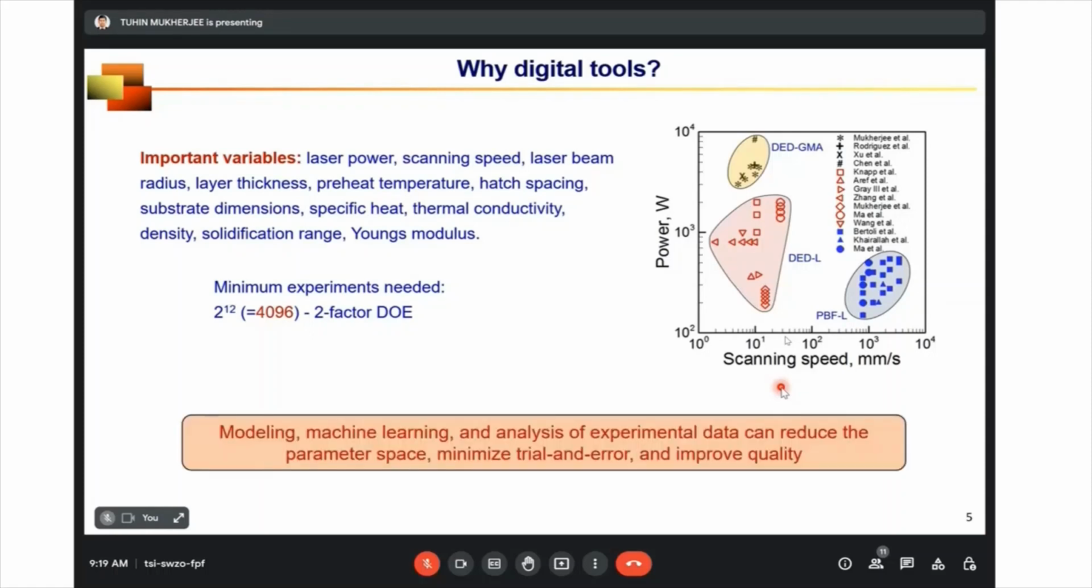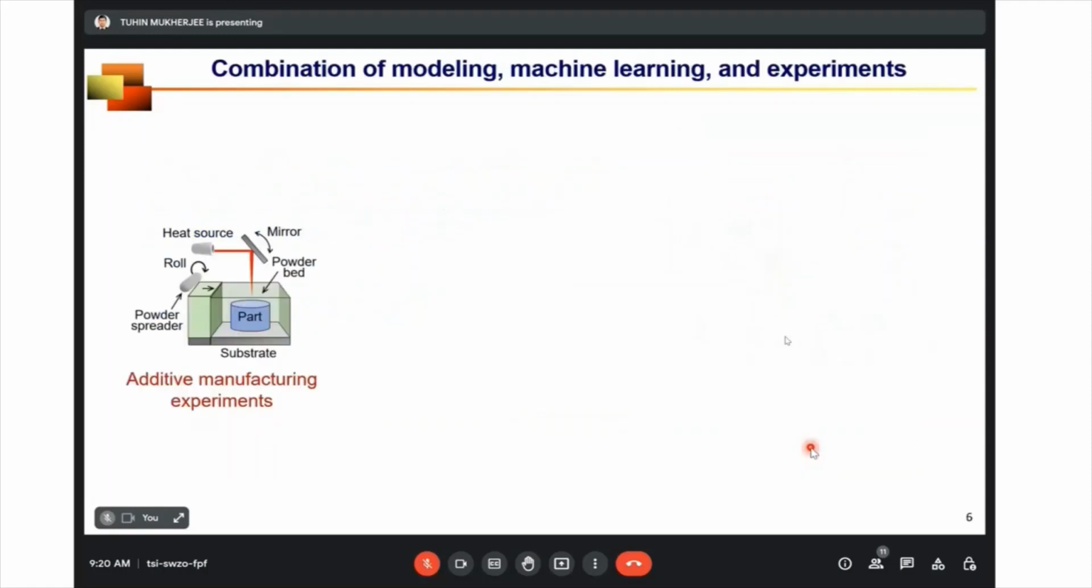In contrast, digital tools such as modeling, machine learning, and analysis of experimental data can tell us what works and what does not work before doing the experiment. So it can effectively reduce the parameter space, minimize trial and error, and improve the quality. So that's the viable alternative. So there are two routes.